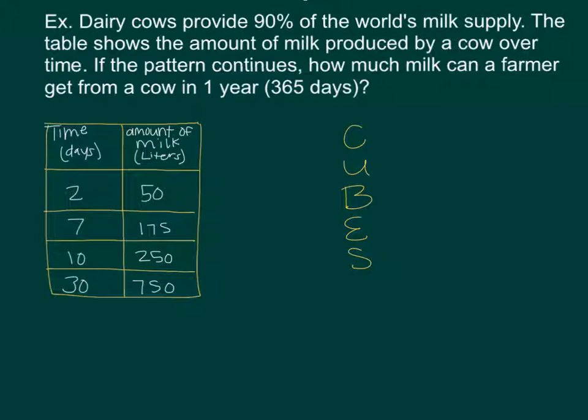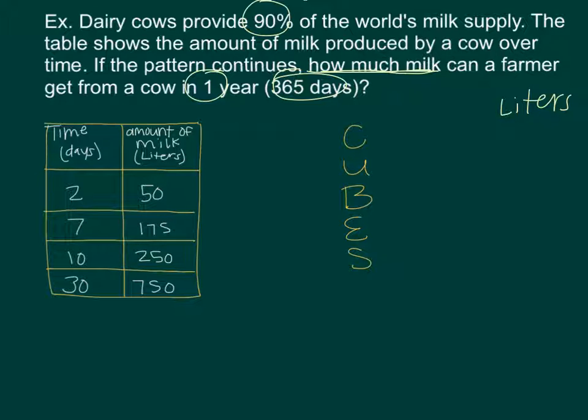So, let's start with our cubes. What are the numbers here? I'm just going to circle the numbers. I have 90%. I have 1 year. I have 365 days. And then I have all the numbers in my table over here. Okay? I'm going to underline the question. If the pattern continues, how much milk? How much milk? And our milk is being measured in liters. So I'm looking for an answer with the number of liters can a farmer get from a cow in 1 year.